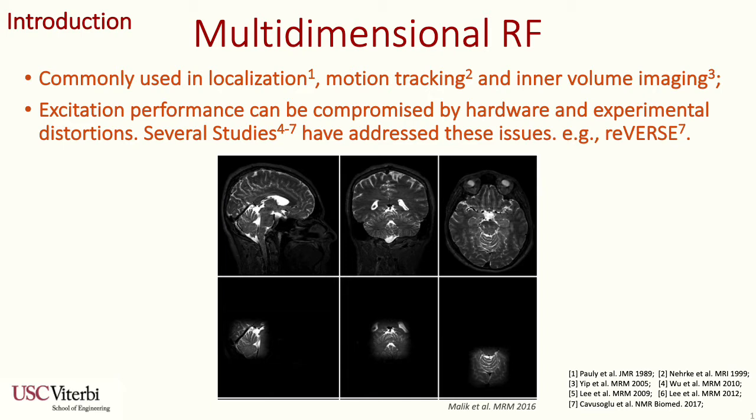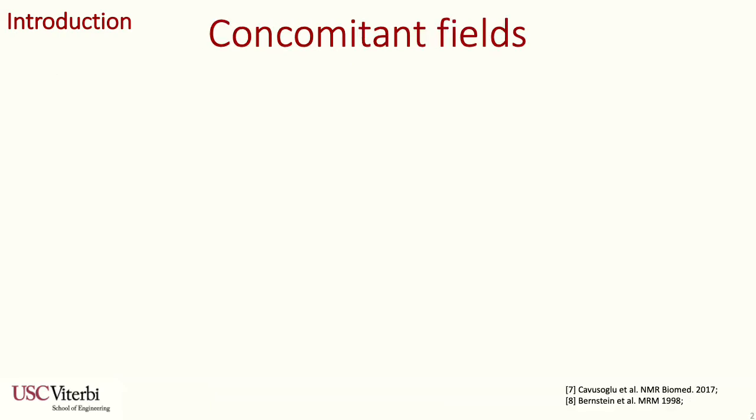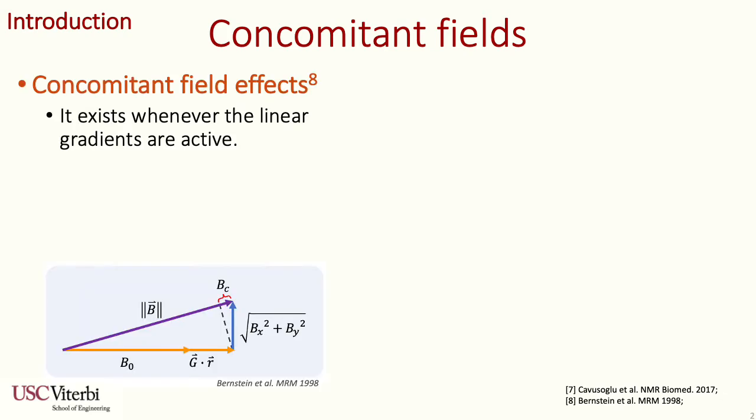and gradient imperfections. In recent years, these issues have been addressed. One notable example is the reverse method with dynamic field correction published by Cavusoglu et al. in 2017. However, concomitant fields, also known as Maxwell fields, haven't been considered during the pulse designs. These exist whenever the linear gradients are active and are increasingly important at low field strengths with higher gradient performance.